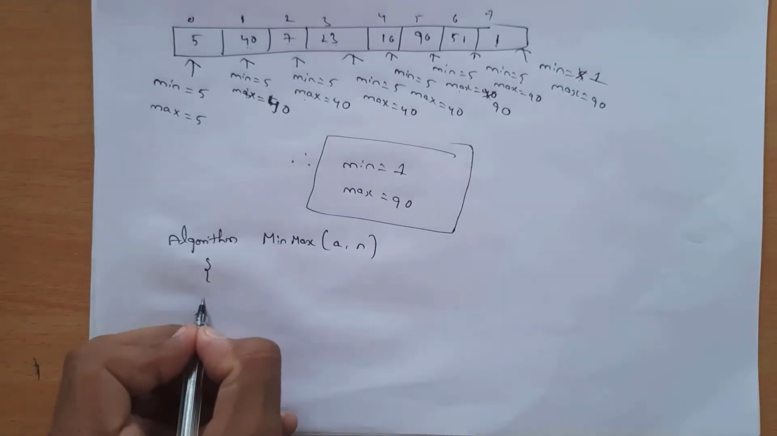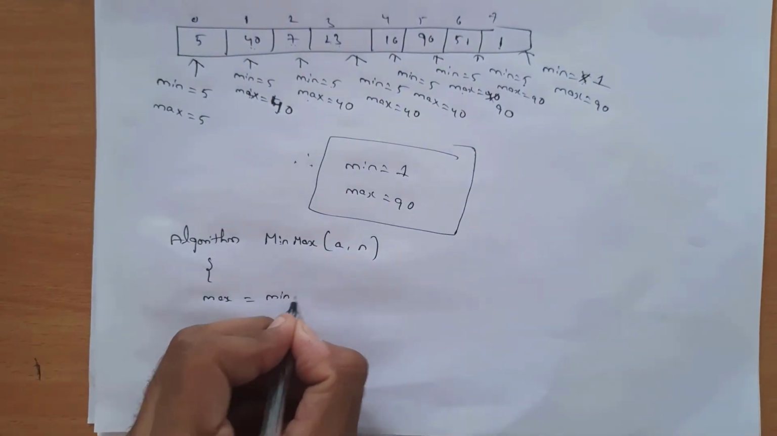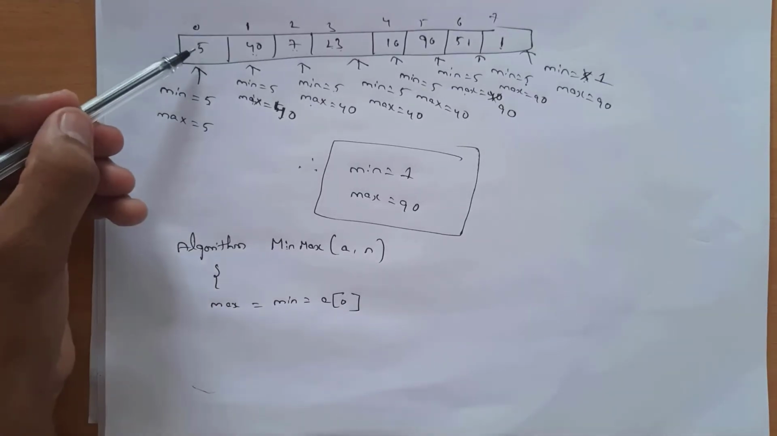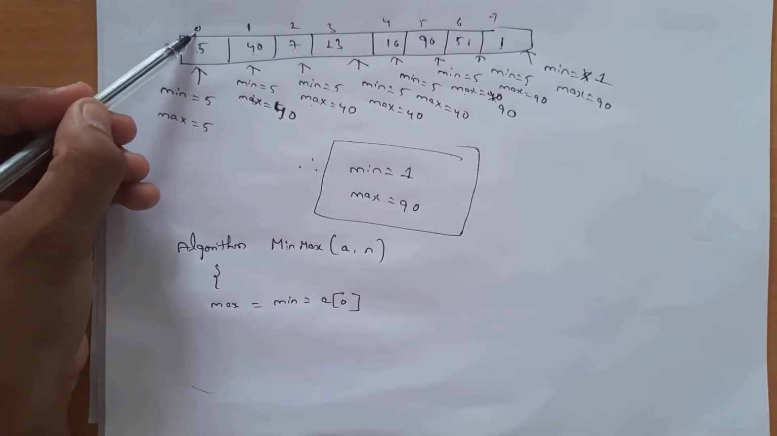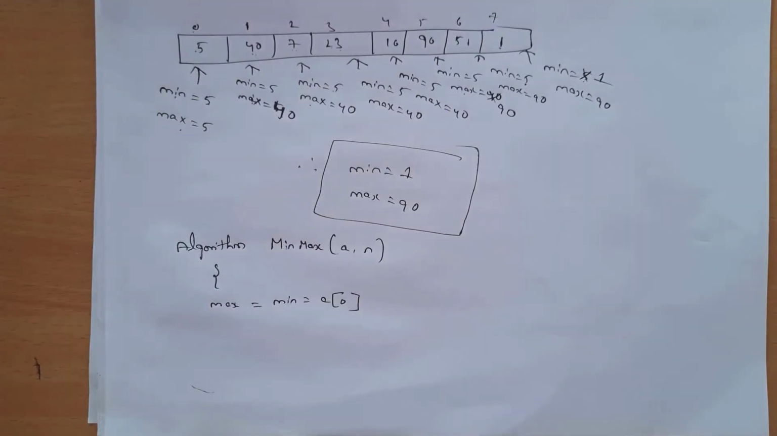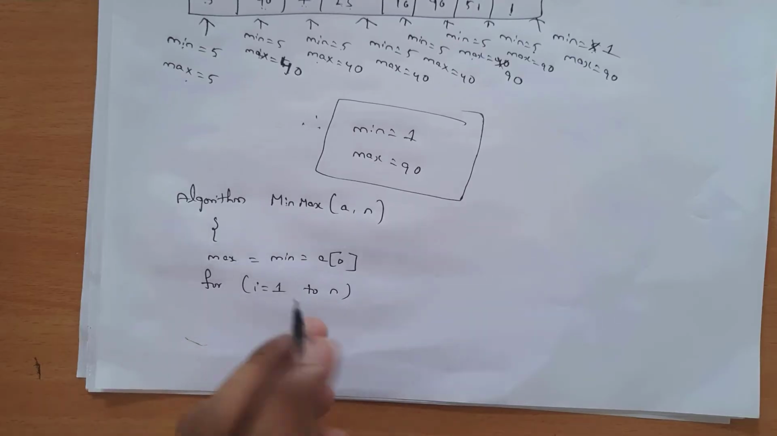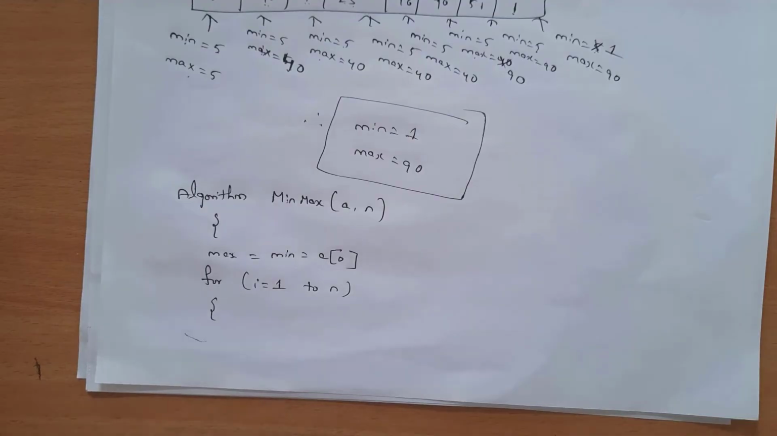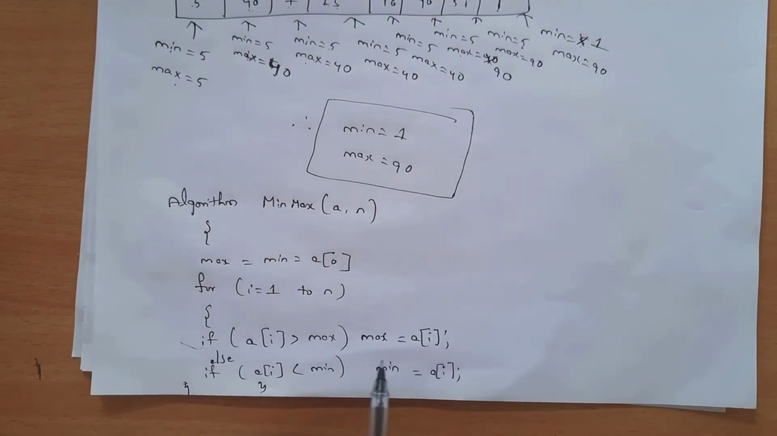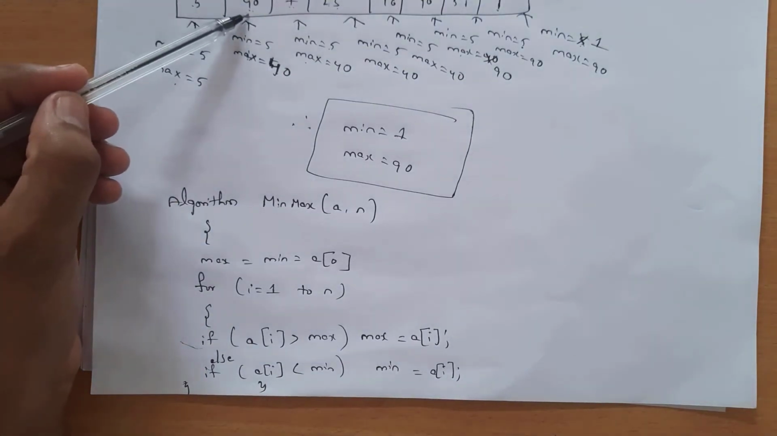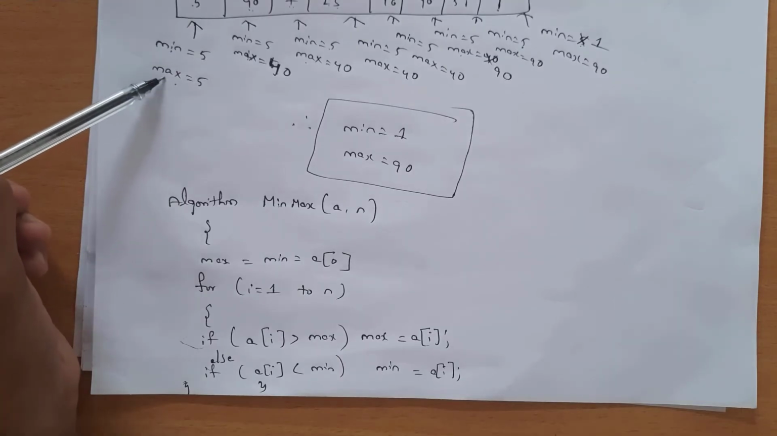Inside this you need to write max = min = a[0]. That means we are considering this first element, which is at index number 0, as the minimum element and maximum element. So here I wrote min = max = a[0]. For i = 1 to n, that means from 1 till index number 7, you need to apply this. If a[i] is greater than max, then replace maximum with a[i], as I said before.